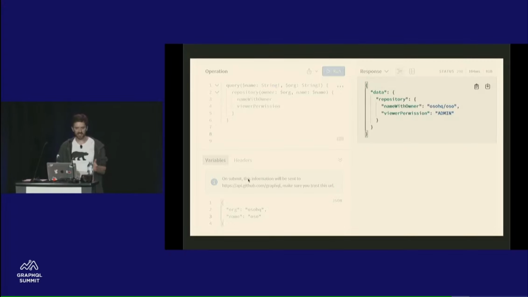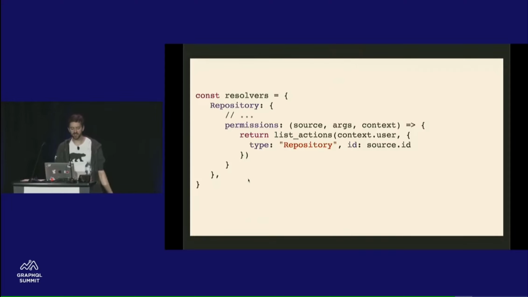I think this is a good pattern in general, and it's very natural and easy to achieve in GraphQL. The way you do this is you extend your type with a new resolver that maybe calls into a method that can list all the actions that a user can perform on a resource. So if you have that nice API boundary, and you do authorization behind that API, you can get back all the permissions that a user has.